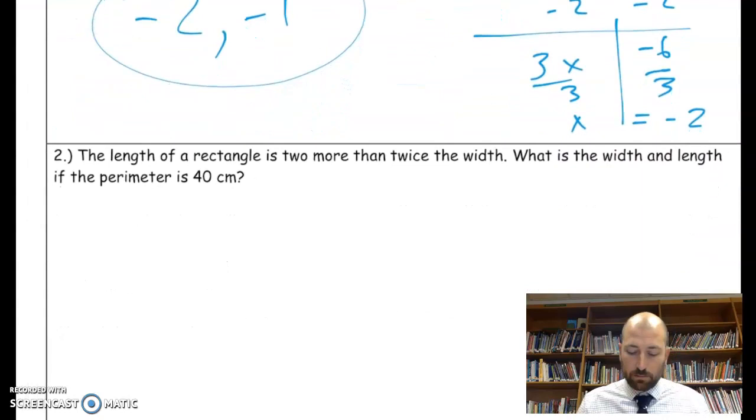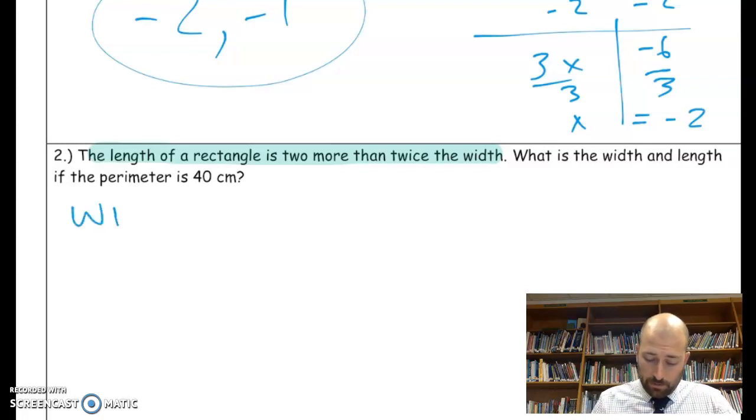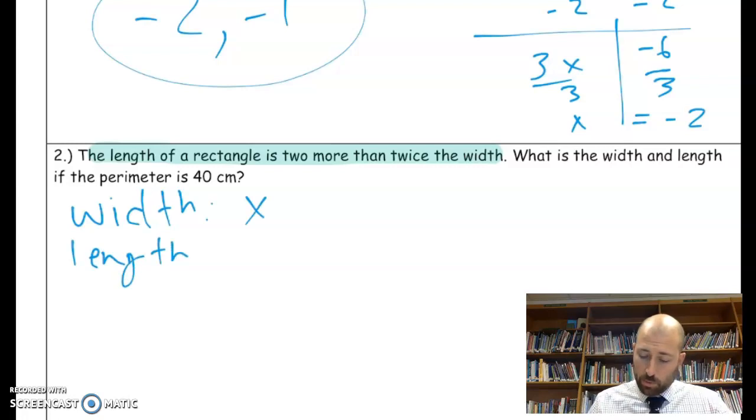It says the length of a rectangle is 2 more than twice the width. All right. This is width and length, how they are related. What is the width and length if the perimeter is 40 centimeters? So let's first identify width and length. Well, if the width is x, the length is 2 more than twice. So here is twice, and 2 more of that is plus 2.